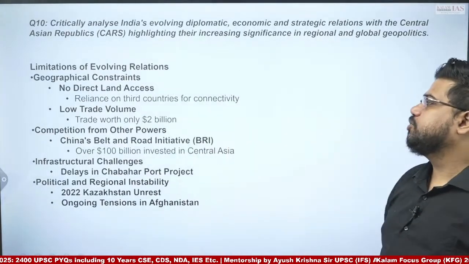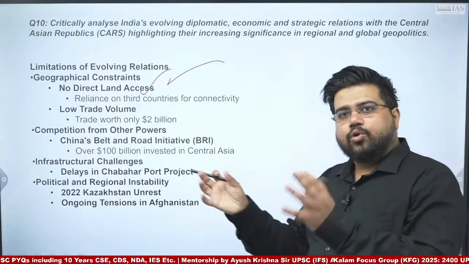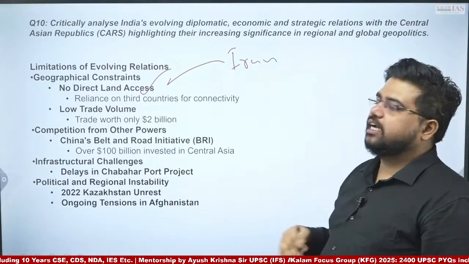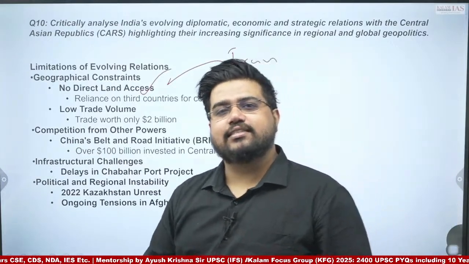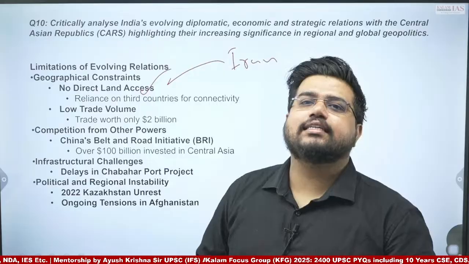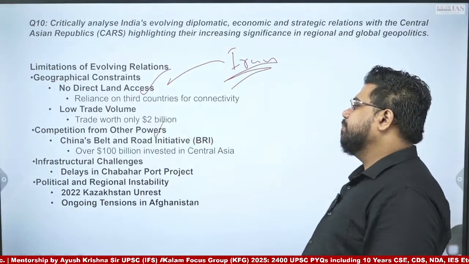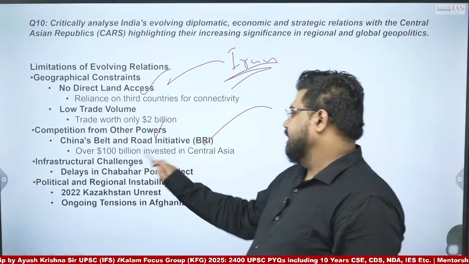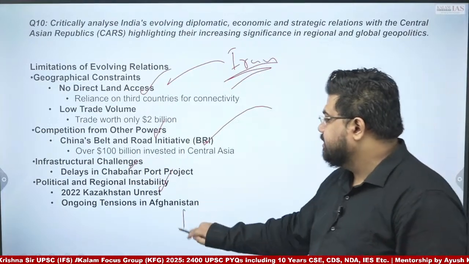Similarly, for limitations, you can write about no direct access. We were thinking about bypassing Pakistan but through Iran. We have the Chabahar port project, but all these are continuously being delayed because of the continued sanctions on Iran by the West, which is blocking India's connections with Iran. You can write about competition between other powers. BRI is investing heavily in the region. Structural challenges like Chabahar port, political issues, instabilities in the region, terrorism in the region.